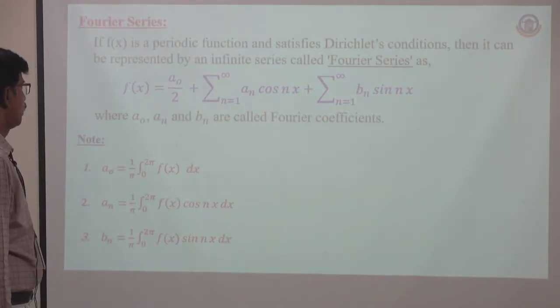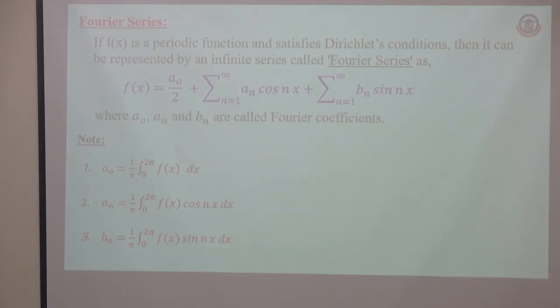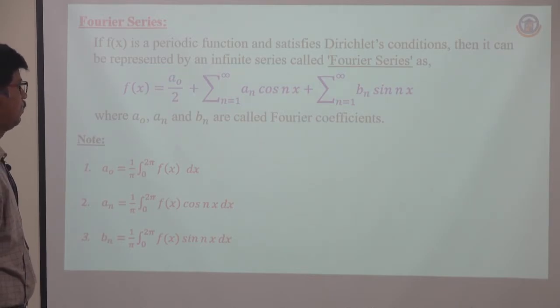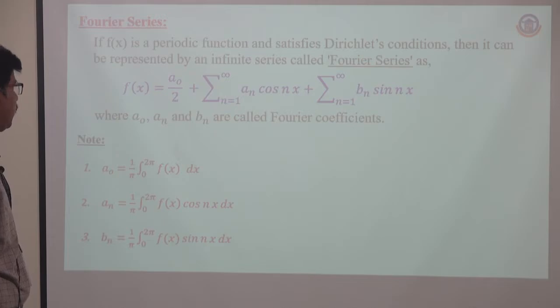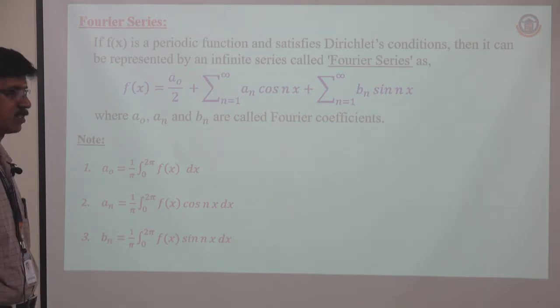Fourier Series is nothing but this: if f of x is a periodic function and satisfies Dirichlet's conditions, then it can be represented by an infinite series called Fourier Series as f of x is equal to a0 by 2 plus summation n equal to 1 to infinity a n cos n x plus summation n equal to 1 to infinity b n sin n x, where a0, a n and b n are called Fourier coefficients.